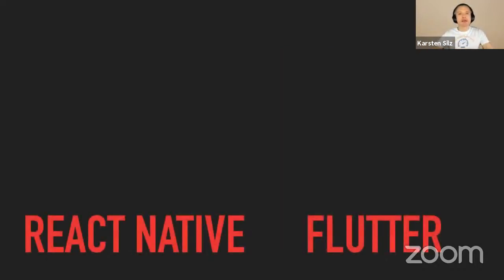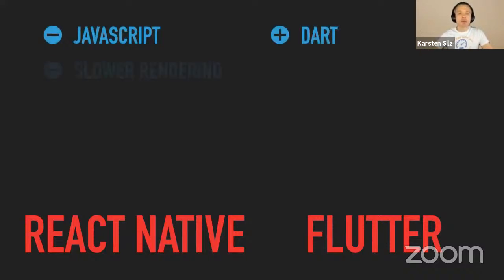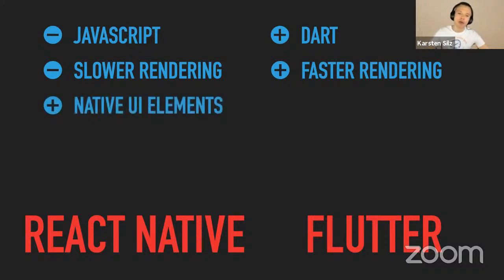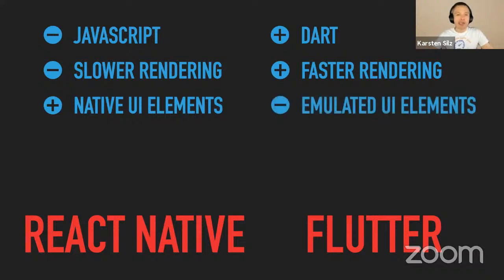If we compare React Native and Flutter, React Native uses JavaScript. Flutter uses Dart. More on that in a moment. React Native has slower rendering because everything runs through a JavaScript bridge. Flutter is faster. It uses the Skia rendering engine that also Firefox and Chrome use for rendering. React Native uses the native SDK, so you see real iOS and Android widgets on the screen. Flutter emulates them, and that leads to trouble. React Native unofficially supports Windows and macOS, not officially, but Microsoft gives you support for these 2 operating systems.